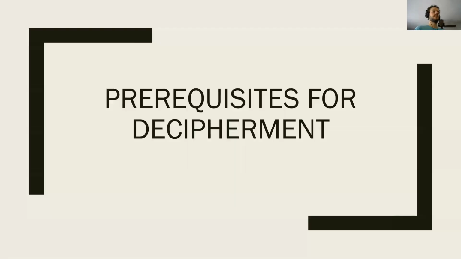This is LING 270, Language, Technology, and Society, Module 3, Decipherment. In this lesson, we'll talk about the prerequisites necessary for decipherment.